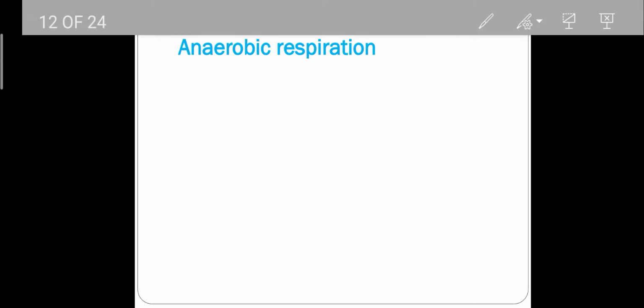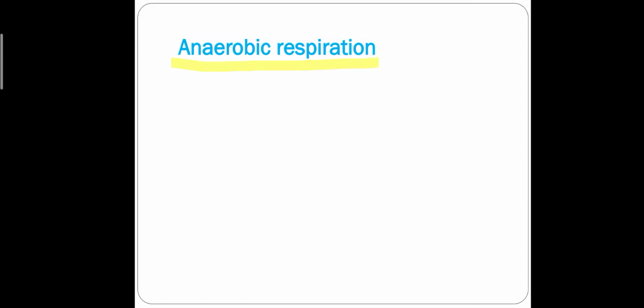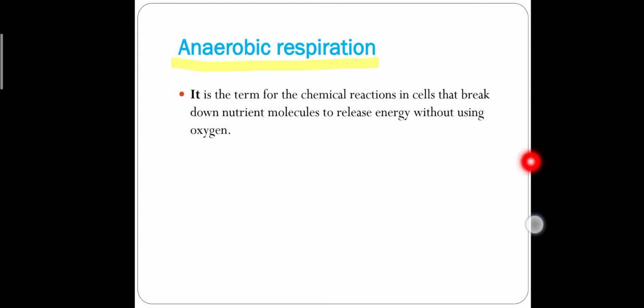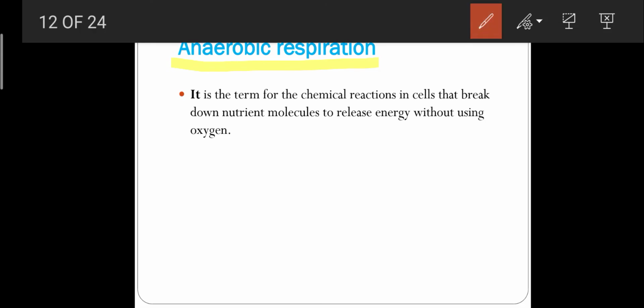Now we will discuss anaerobic respiration. Anaerobic respiration is the term for the chemical reactions in the cells that break down nutrient molecules to release energy without using oxygen. Aerobic respiration uses oxygen, while anaerobic respiration occurs without using oxygen.